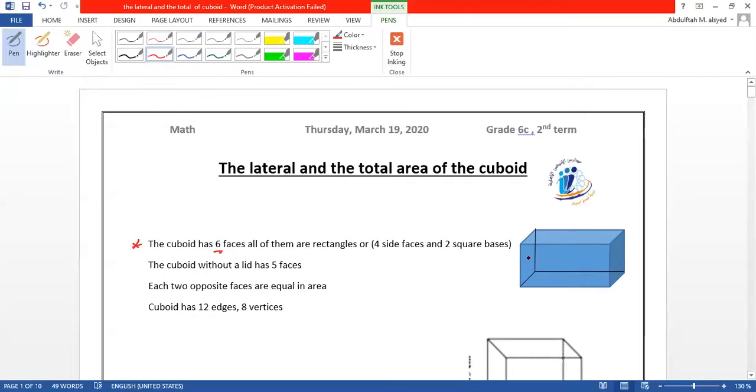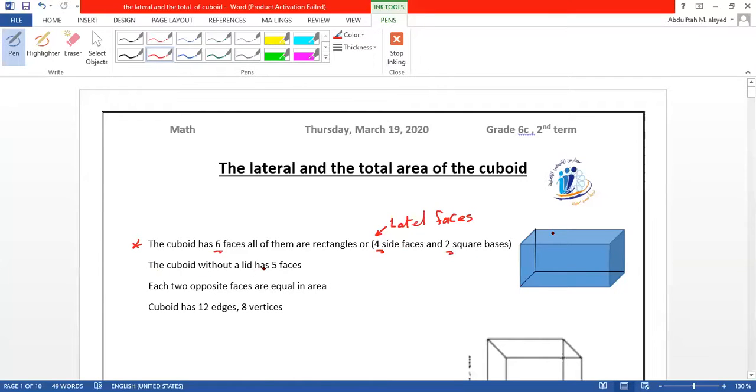The 6 faces are rectangles: 4 lateral sides and 2 square faces. It can have 4 side faces, which are the lateral faces, and 2 square faces. So this is the cuboid.